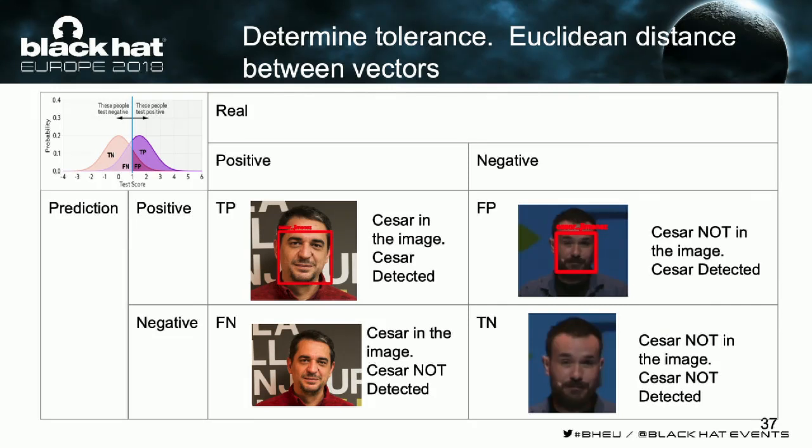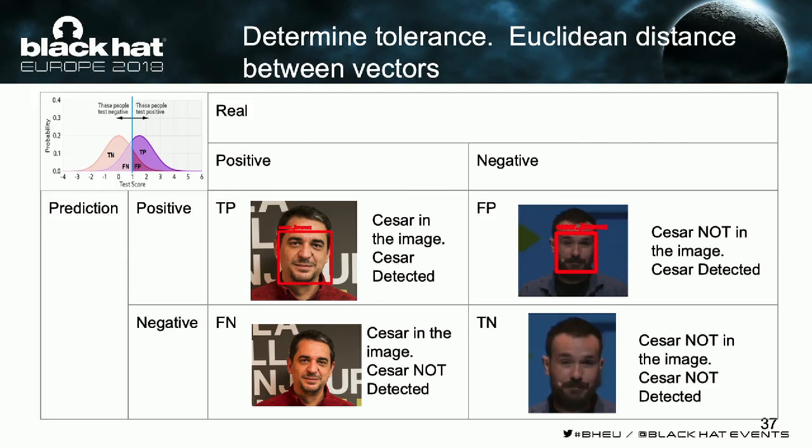Well, after that, go to the last step, the facial recognition. In this step, you can obtain a true positive if, in this example, Cesar is in the image and Cesar is detected. A false positive is when Cesar is not in the image, but Cesar is detected. A false negative is when Cesar is in the image, but Cesar is not detected. And a true negative is when Cesar is not in the image and Cesar is not detected.